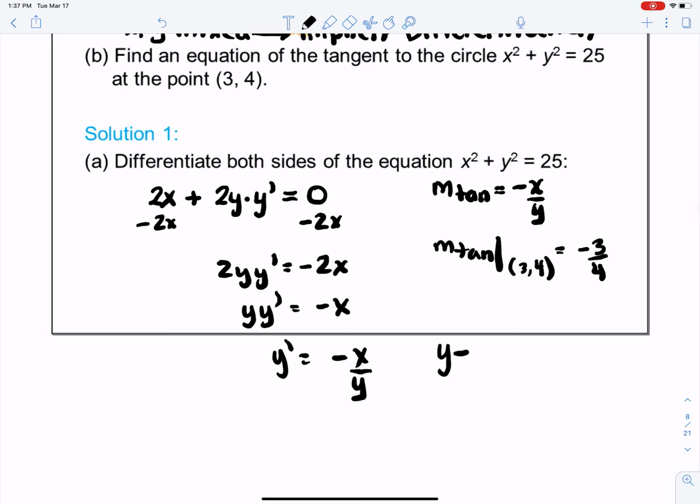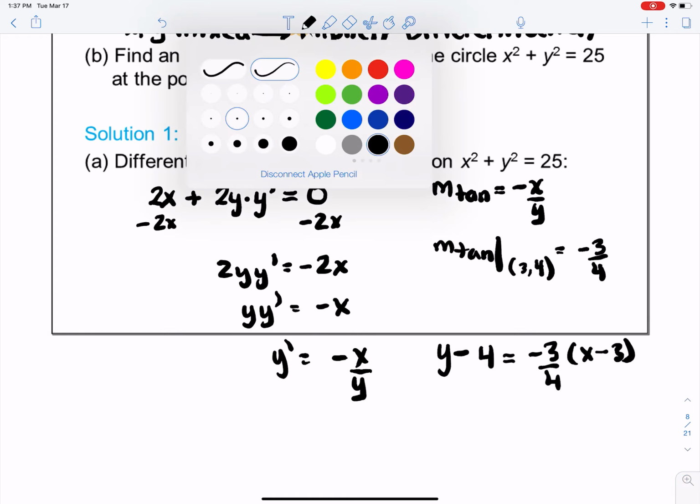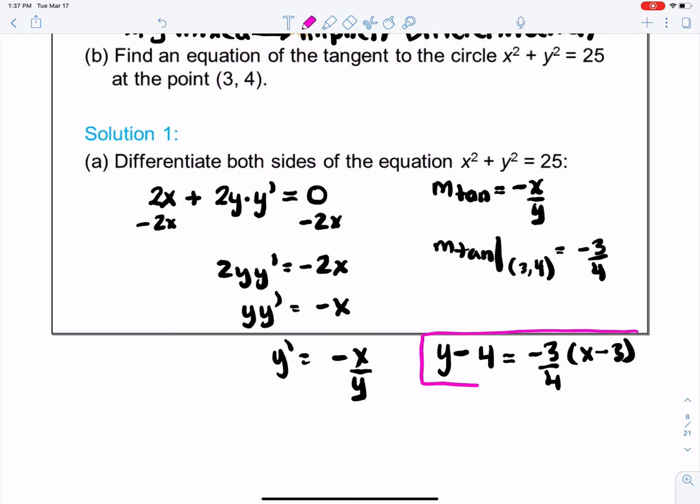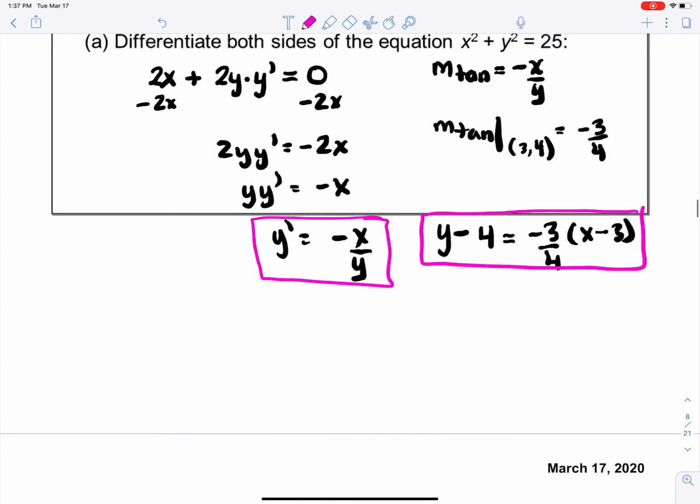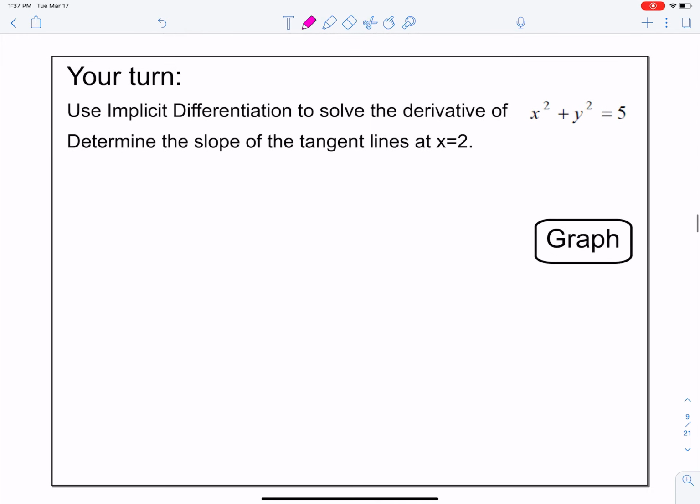y minus the y coordinate of my point equals my slope times x minus the x coordinate of my point, and then I've written the equation of the tangent line to the curve at the given point, and this is a representation of my slope or my derivative. Okay, this one I will let you try, and the solutions will be posted.